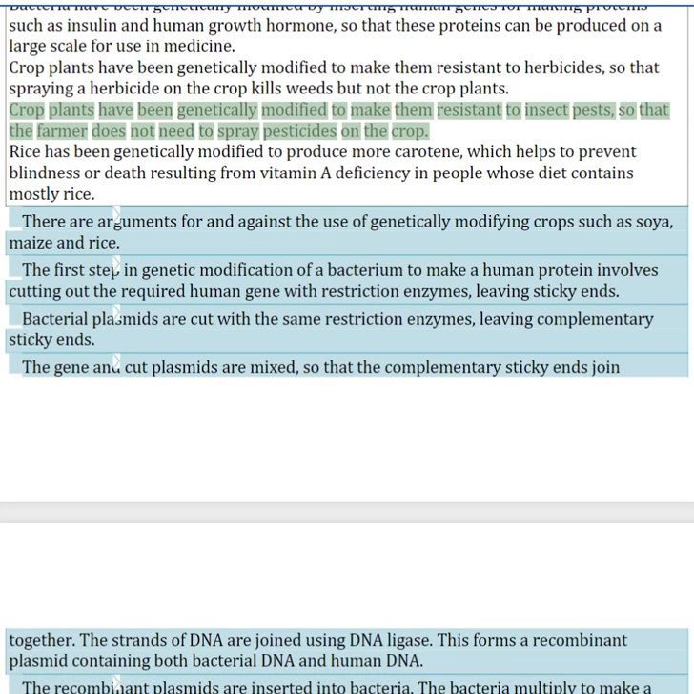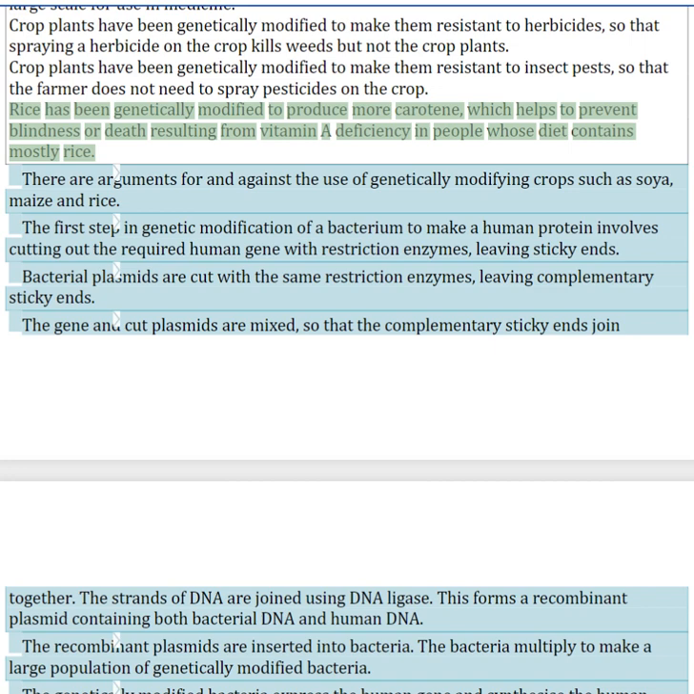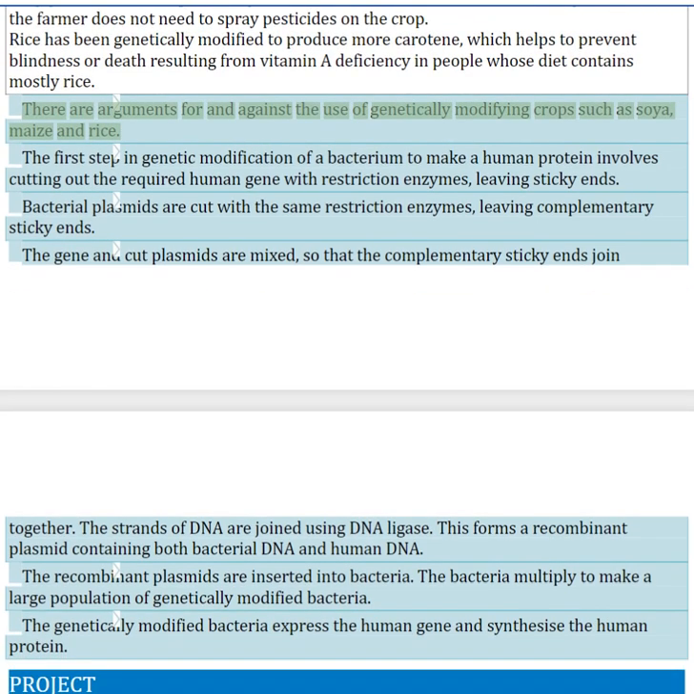Crop plants have been genetically modified to make them resistant to insect pests, so that the farmer does not need to spray pesticides on the crop. Rice has been genetically modified to produce more carotene, which helps to prevent blindness or death resulting from vitamin A deficiency in people whose diet contains mostly rice. There are arguments for and against the use of genetically modifying crops such as soya, maize and rice.